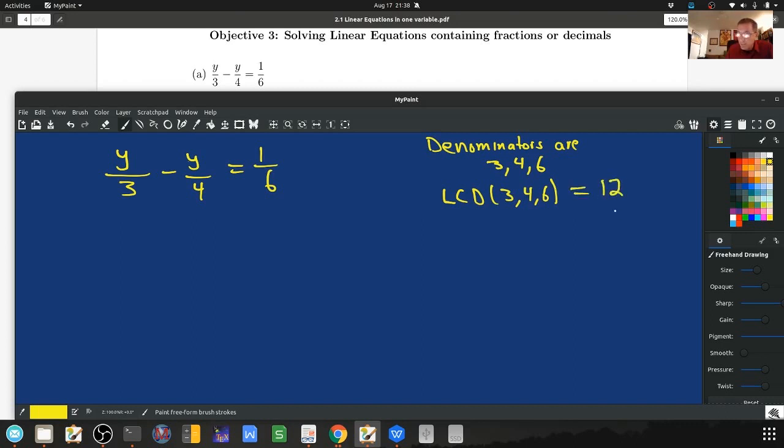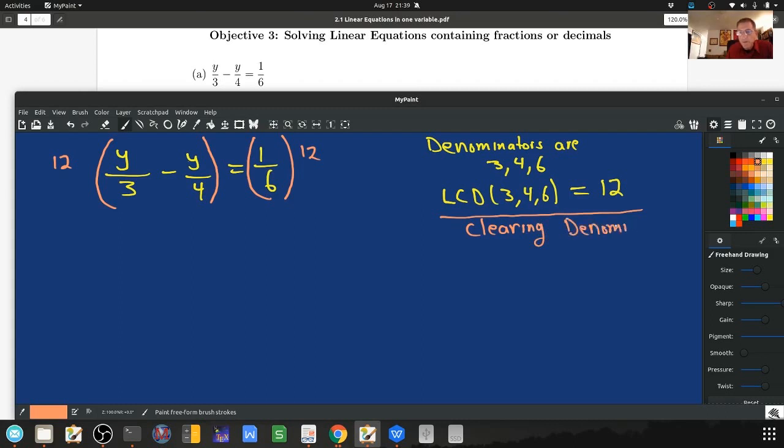12 divided by 3 is 4, whole number. 12 divided by 4 is 3, whole number. 12 divided by 6 is 2, another whole number. That's the smallest number that has that property. So the first thing you do is you find the LCD of all of the denominators. And then what comes to rescue us is the multiplication property. I multiply the entirety of both sides by that LCD. This entire process is known as clearing denominators.